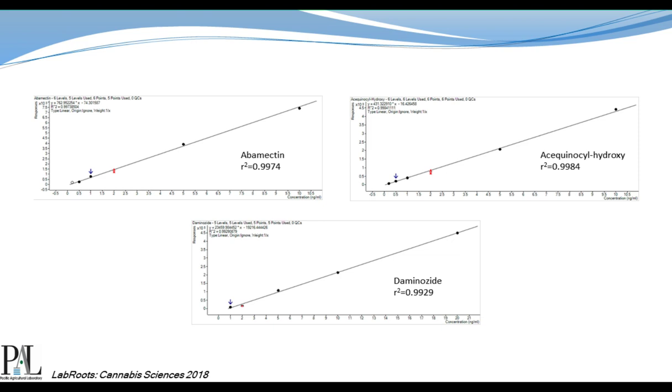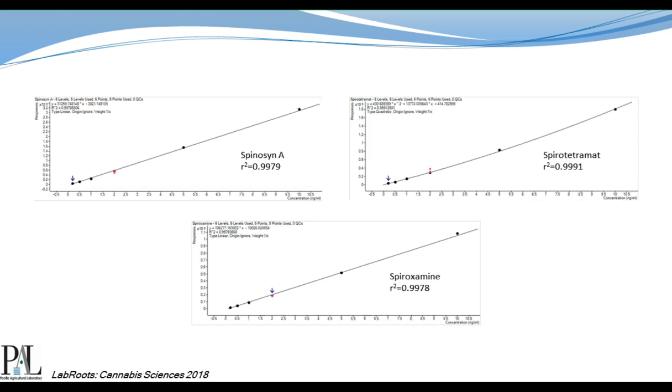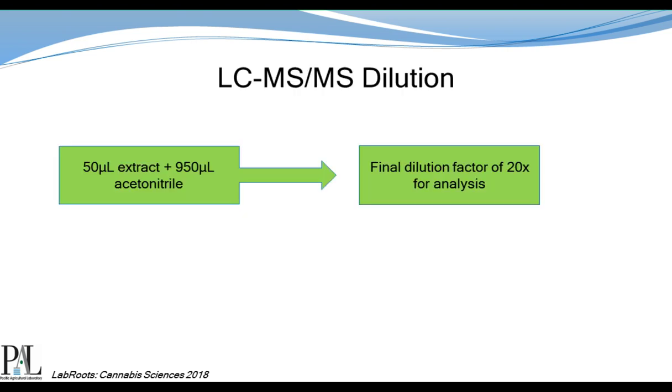Same examples here. We've got some of the LC calibration curves. And so we've got 2 of the difficult ones on here. And so you can see how they perform, the acequinocyl hydroxy and the daminozide. And then here's, it looks like another group of 3 troublemakers as well.